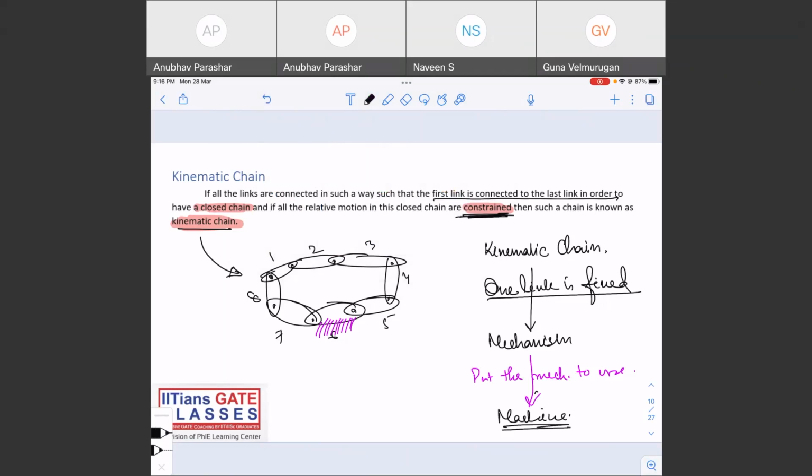Yes, the chain in bikes can also be said. This is just an overall example I am giving you. That is also a chain, but for the chain to be a kinematic chain, all the motions should be constrained. That is something you have to remember.